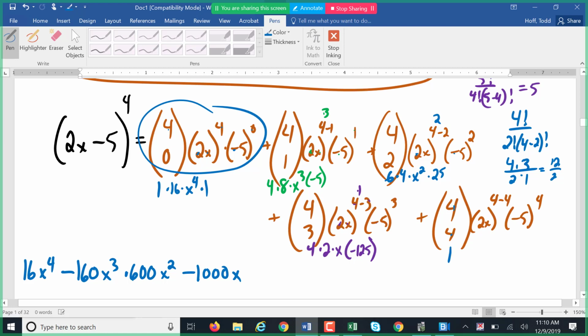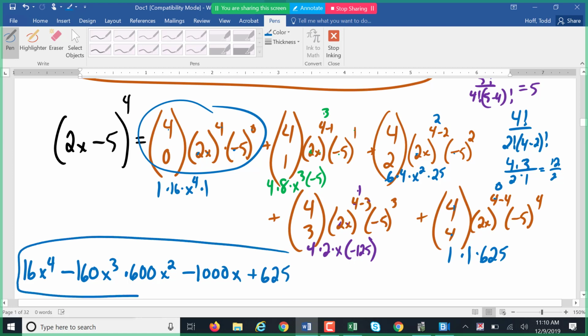Well, 4 choose 4 is 1. 4 minus 4 is 0, so 2x to the power of 0 is just 1, so there's nothing really to do with that. Negative 5 to the power of 4 is a positive 625. So that last term is simply a positive 625. And there's our binomial expansion of that.